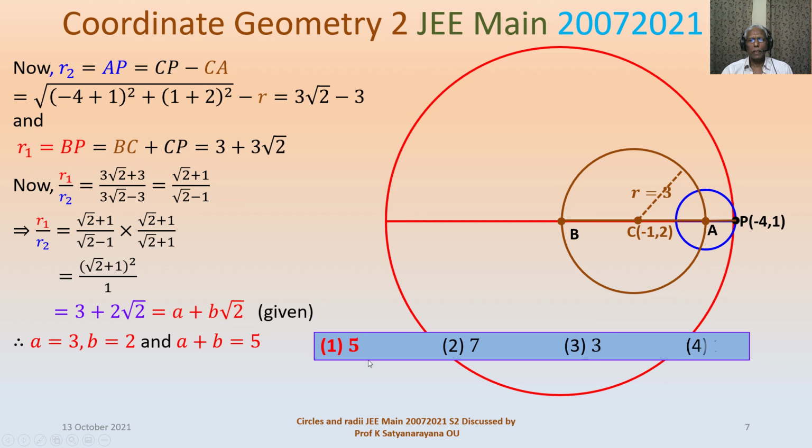So let's look at our options. Our answer 5 appears against option 1, so our answer is option 1. That is the discussion of the solution of the problem based on circles and their radii from coordinate geometry. I wish you all the best. Thank you.